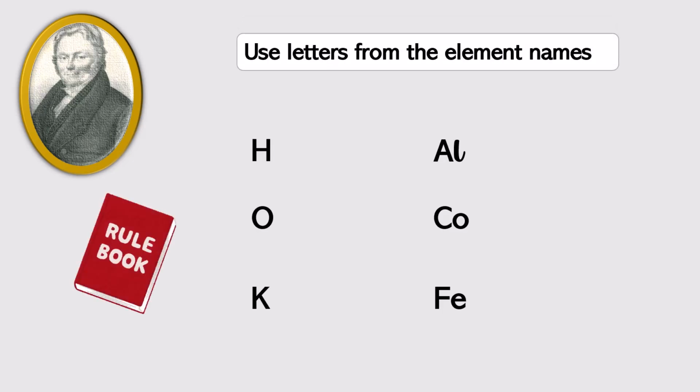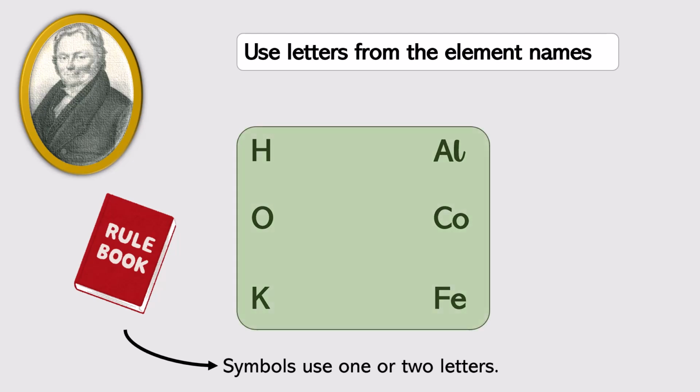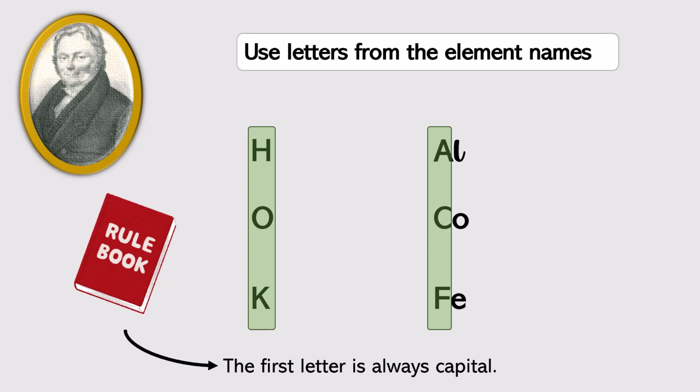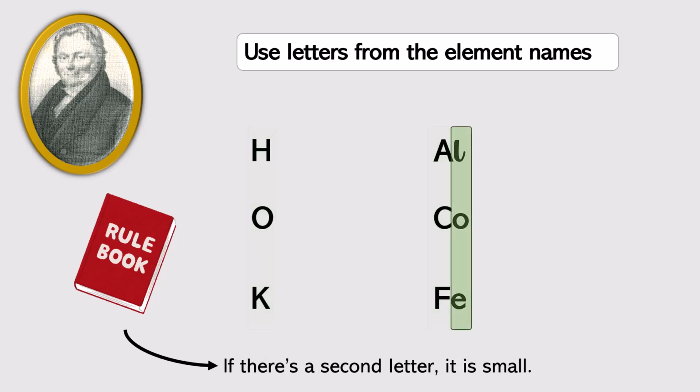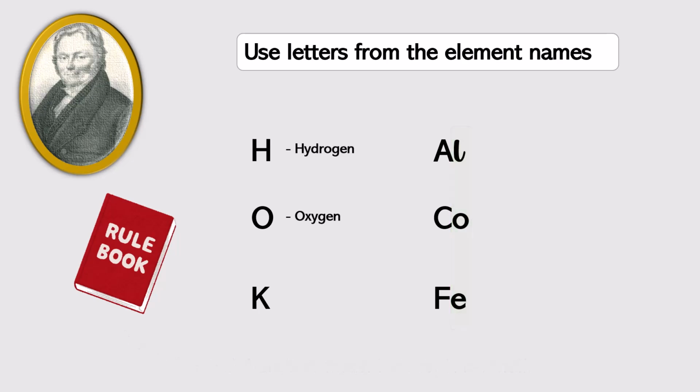Okay, modern rule time. Symbols use one or two letters. The first letter is always capital, and if there is a second letter, it's small. Here are some examples: H for hydrogen and O for oxygen. Big A and small l for aluminium, not big A and big L. Same for cobalt: big C and little o, not big C and big O.